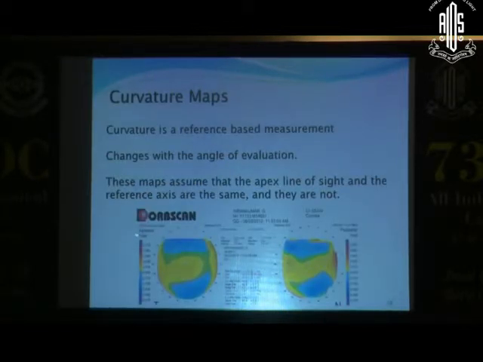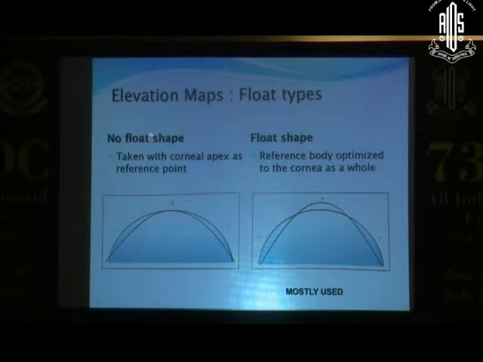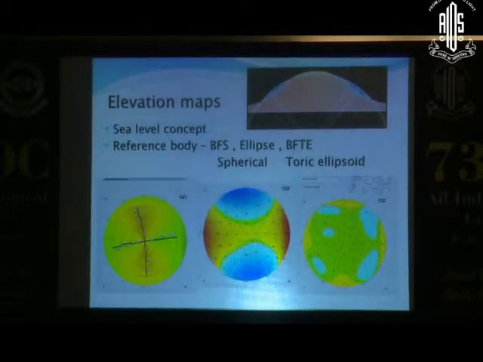Curvature maps in the OB-scan had a limitation because curvature is reference-based and it changes with the angle of evaluation. And the third problem is that we assume that the apex, line of sight and the reference axis are the same, when most of the time it's not exactly that. So you have different float types, this is the common float shape. Dr. Manoranjan Das has explained how these are evaluated.